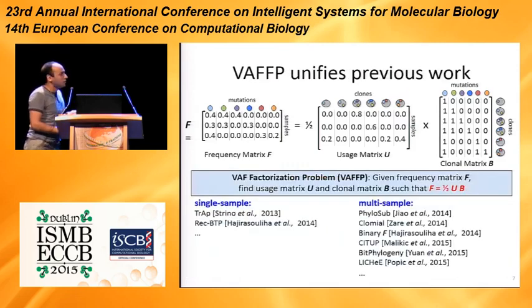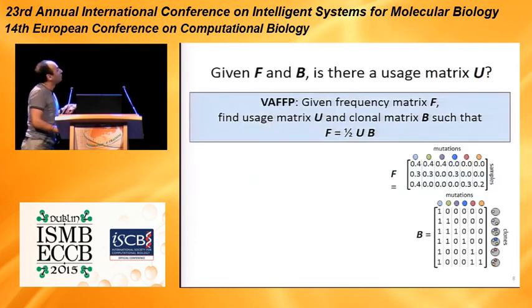So many authors have studied different variants of this problem in both the single sample case and the multi-sample case. And in our work, we were really interested in the fundamental question about solutions to this problem. So what are the conditions that describe solutions to this problem? And let me start by focusing on the first question that we had. So if I'm given a frequency matrix F and a tree B, can I find a usage matrix that I can plug into this formula? So is there only 1, or are there many? So that was a question that we initially had.